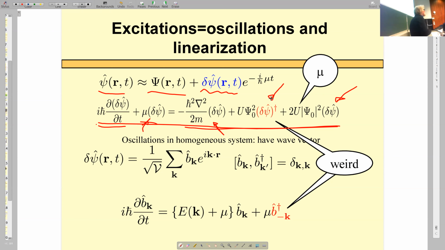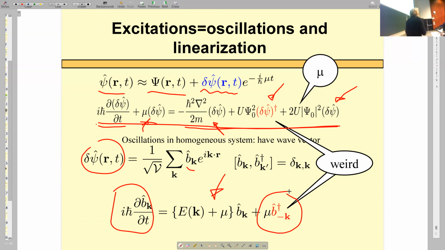But anyway, we can do Fourier transform. We can introduce operators corresponding to these field operators. And we can write down Heisenberg equations for those. Derivative of b, is it something that you expect? Normally we would have energy over there, but there is also this strange term. Good.